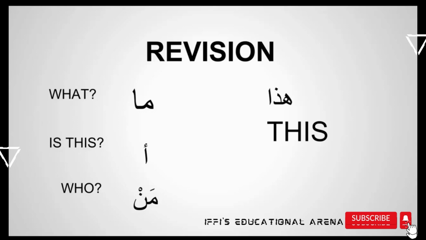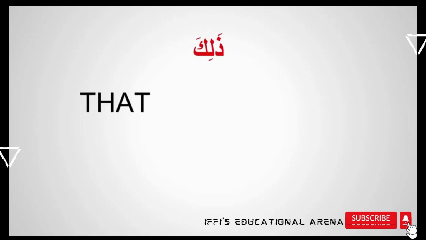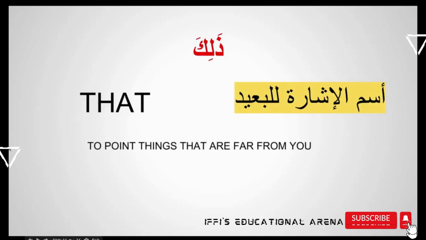So after hadha, logically we'll be learning about dhalika. So what is dhalika? It means that. And how do we say it in Arabic? The same thing: it's ismul isharatu lil ba'id. Ba'id means far. So a noun to point at things that are far. Ismul isharatu lil ba'id. So this dhalika is used to point at things that are far from you.